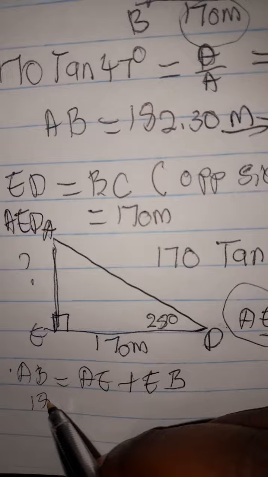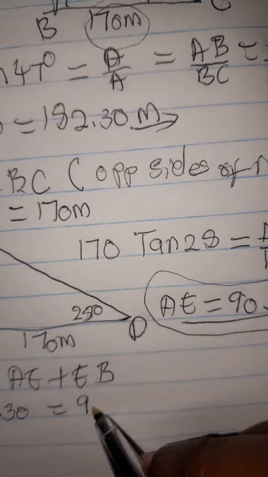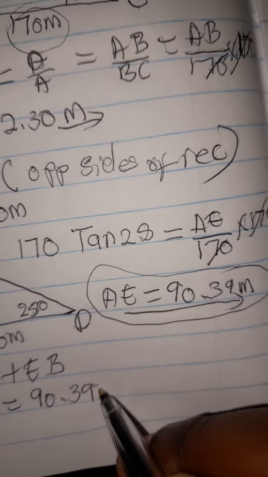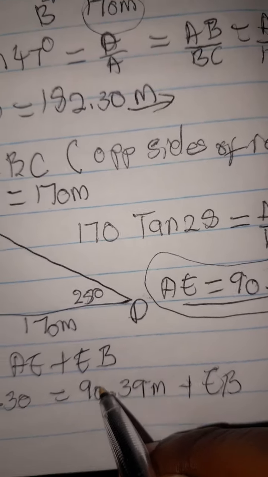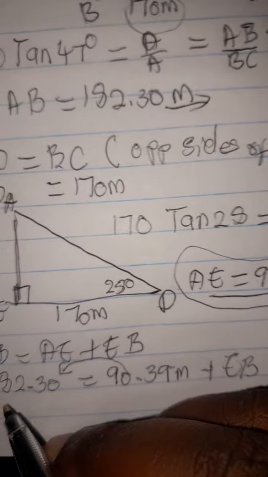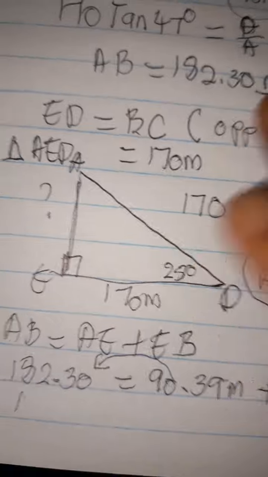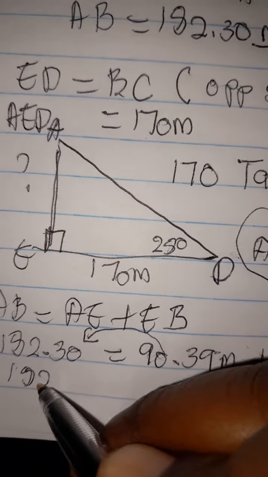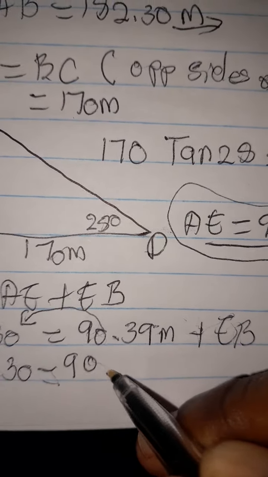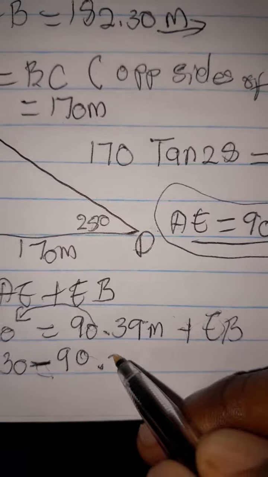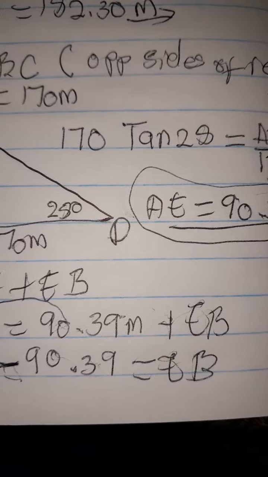Remember that your AB you're given as 182,30, and your AE we did calculate as 90,39 meter, plus EB. The best way is to take this 90,39 to the right hand side. So we have 182,30, and if we take this, the sign changes. It will be minus 90,39, which equals EB.